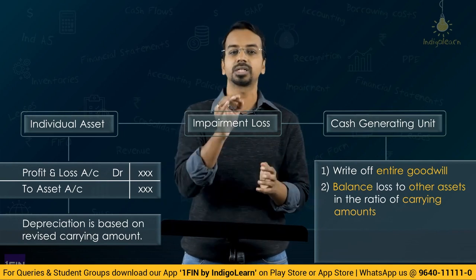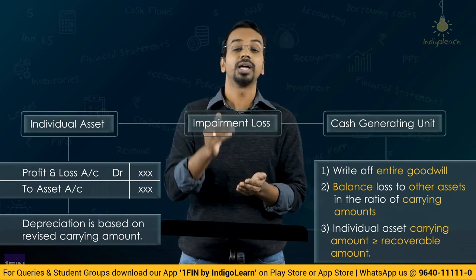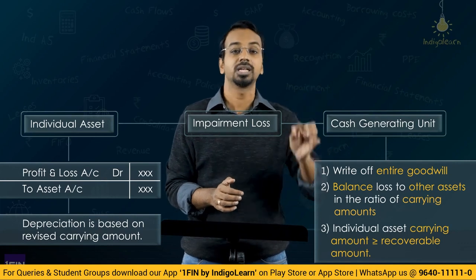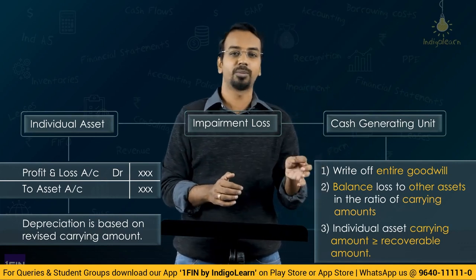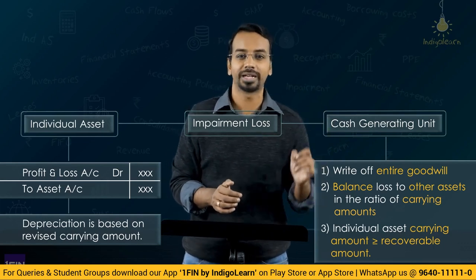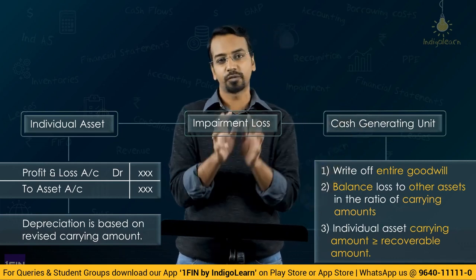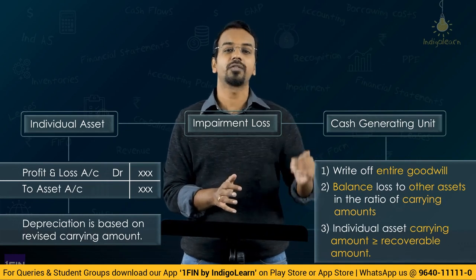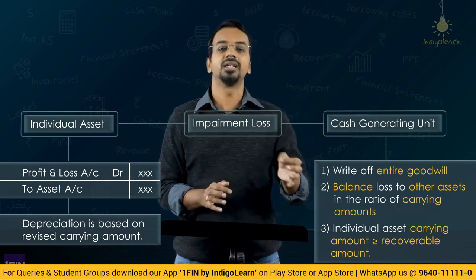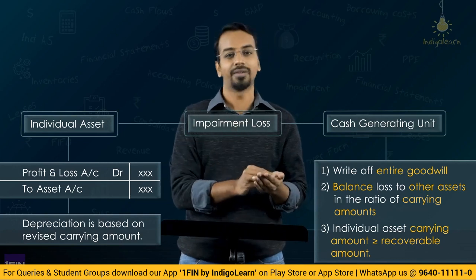Now, while doing this, you must ensure that the individual asset inside the CGU should not be shown below its recoverable amount, right? So, if at all after charging its share of impairment loss, one specific asset has fallen below its recoverable amount, you will restrict the impairment loss such that the carrying amount does not fall below recoverable amount. Any balance loss left over will be allocated to other assets, okay? So, first you will take to goodwill, then you will write it off against individual assets in the ratio of their carrying amount. You will ensure that individual asset is not shown below its recoverable amount, and also you will not show it at a negative value, okay?